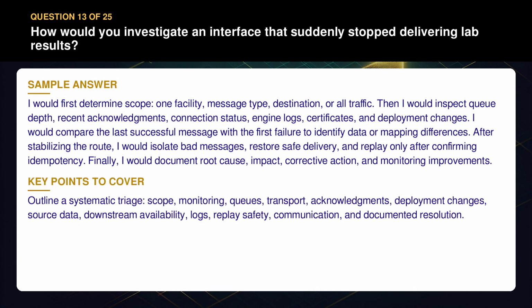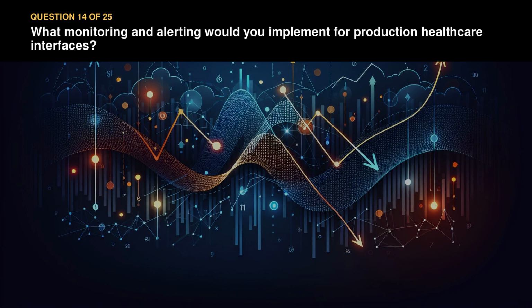Outline a systematic triage, scope, monitoring, queues, transport, acknowledgements, deployment changes, source data, downstream availability, logs, replay safety, communication, and documented resolution. Question 14. What monitoring and alerting would you implement for production healthcare interfaces?